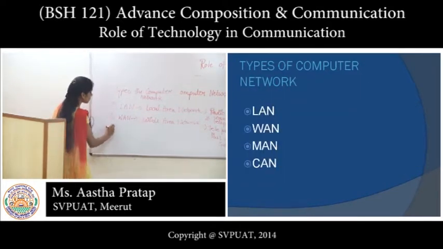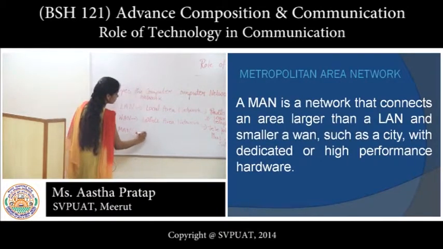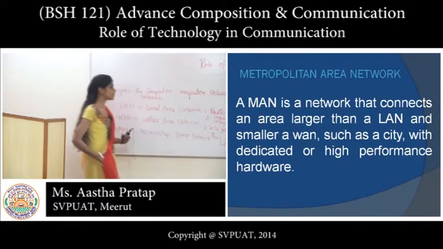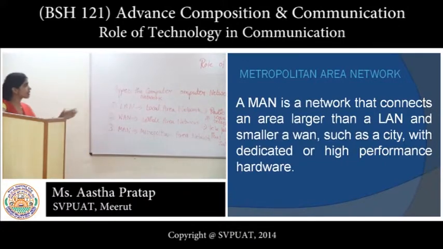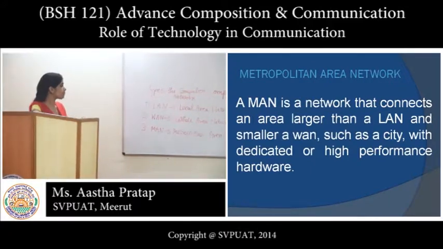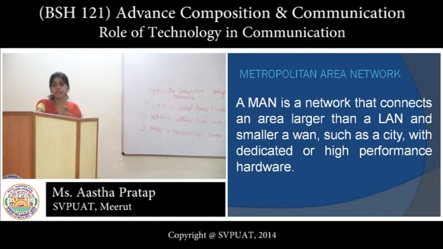Then the third one, MAN. MAN stands for Metropolitan Area Network. This type of network is larger than a LAN and smaller than a WAN. You can take the best example of a city. A city is connected through the connection of a WAN. So it covers an area more than a LAN but smaller than a WAN.